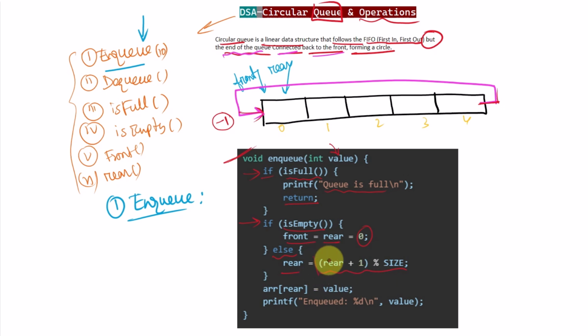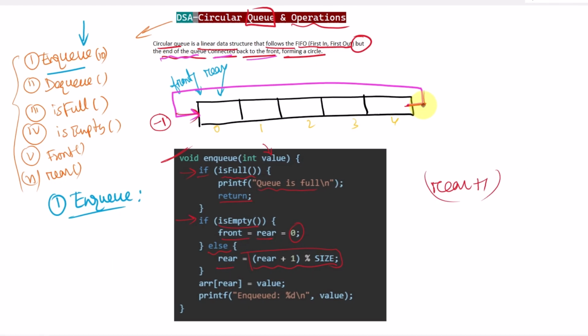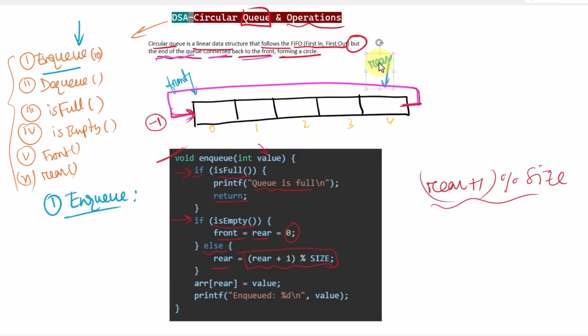This is the formula to get the next position in the circular queue. In a normal queue we can just add 1 to get the next position, but in the circular queue, because the end of the queue is connected back to the front, we have to take the modulo with the size of the array. This way, when the rear is pointing to the last position, the next of this rear will point back to the 0th position. That's why we are taking the modulo with the size of the array.